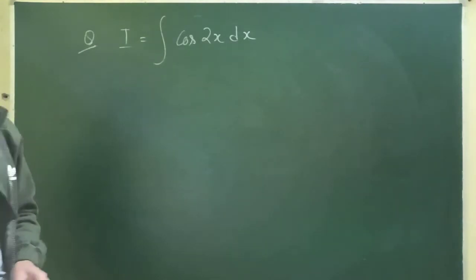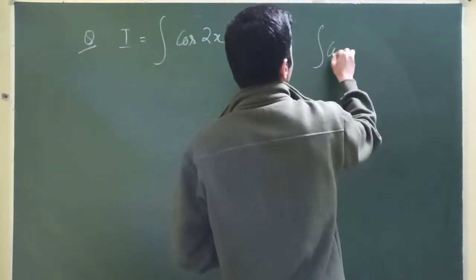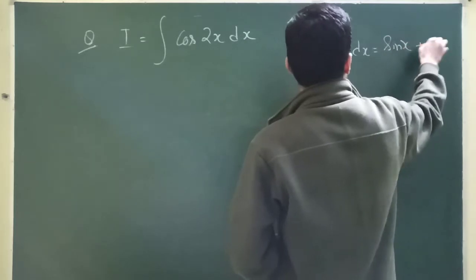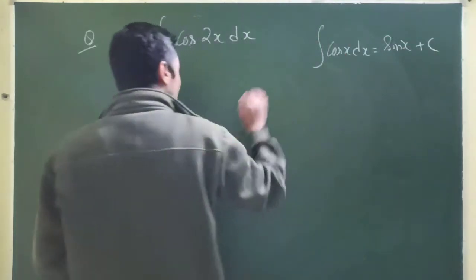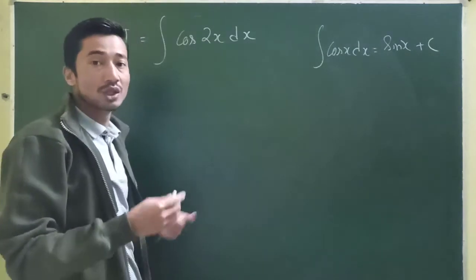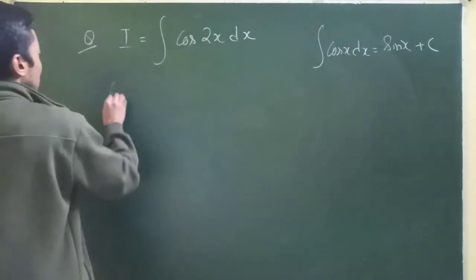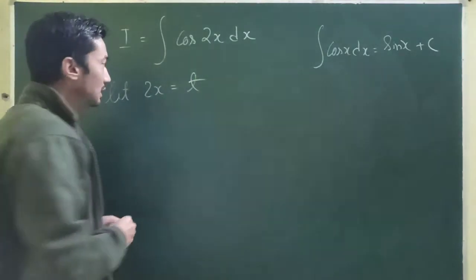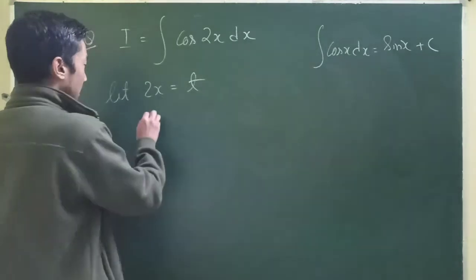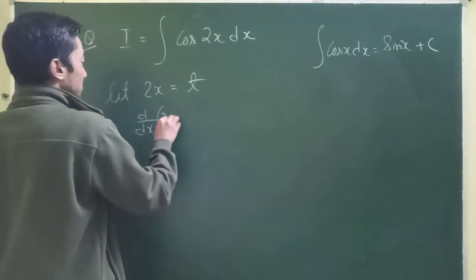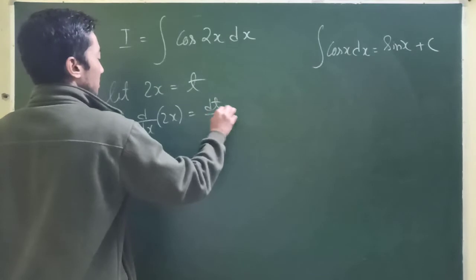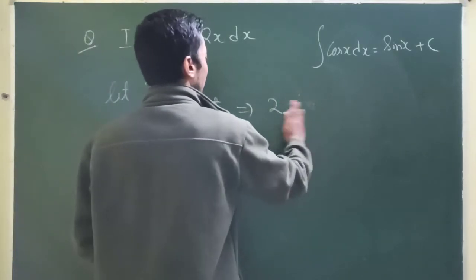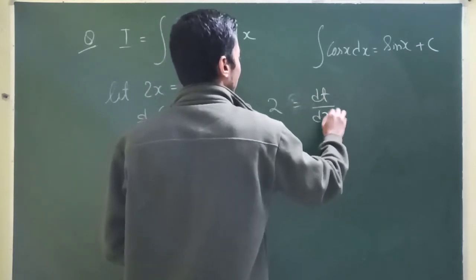Now here also we know that we have the formula for integration of cos x with respect to x, which is sin x plus c. But we don't have it for cos 2x. So what I'll do is, I'll substitute. Let 2x be t. Got it? So then what is the next step? Differentiate both sides with respect to x. So that will be 2 dx. Sorry, I'll just write step by step. This is just the beginning stage.